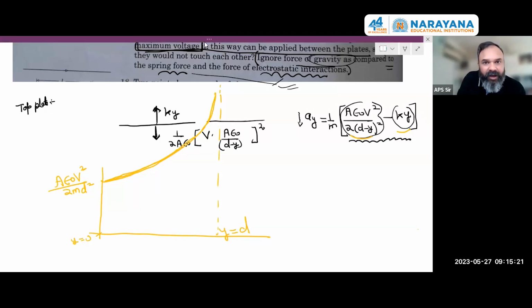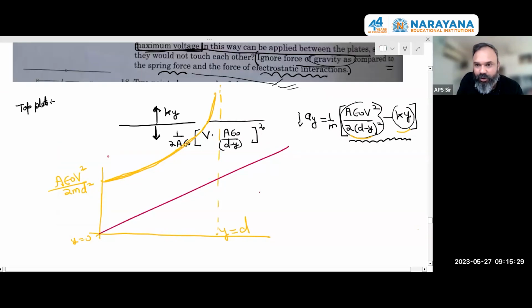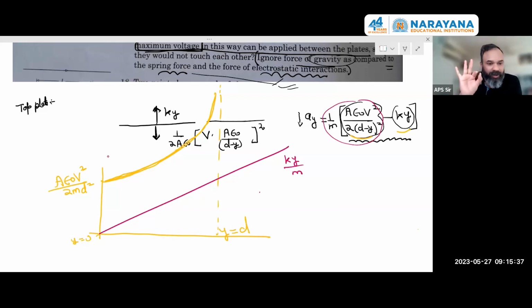Somebody says, sir, I took the second component, ky upon m. Now ky upon m is a linear graph like this, a straight line. I've just drawn the magnitudes, like this magnitude and that magnitude. This has a magnitude of ky by m. Now there are three possibilities. The first is that the purple line, the ky upon m graph, is below this yellow graph and there is no intersection.